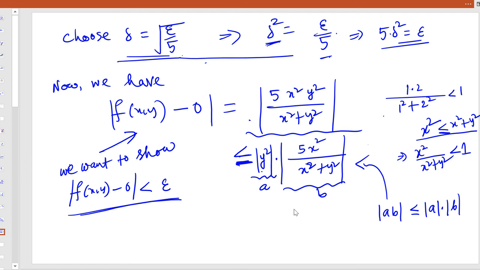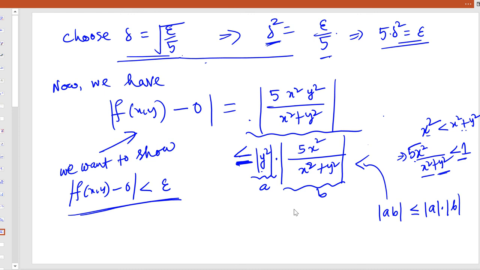Okay, you can write it in this way also. If both are 0, then it will be equality. 0 less than 0, that is going to be absurd. So our aim is to make it less than 1. So x square by x square plus y square is less than 1. We can make it.